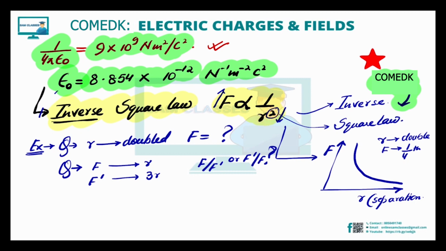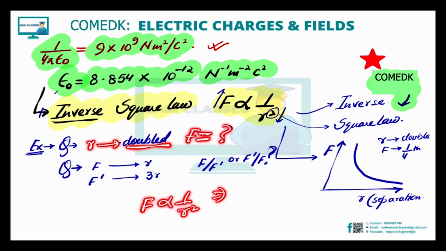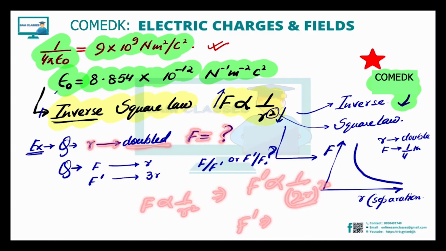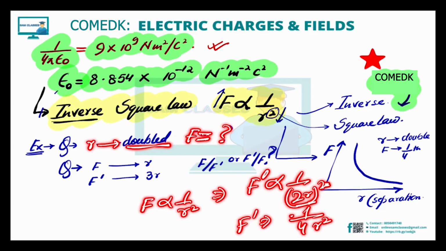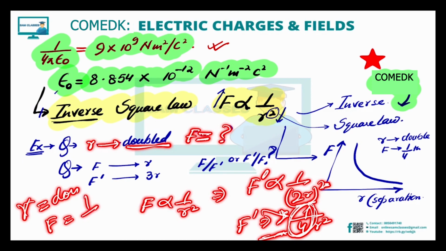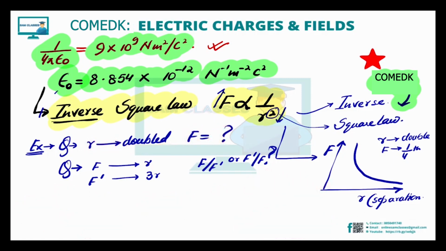Now let's see one simple question. If R becomes doubled, how much will the force decrease? We know F is directly proportional to 1 by R square. So F dash will be 1 by (2R) square, because now the distance became double. So F dash will be 1 by 4 times R square. So the new force decreases by 1/4. If R became double, the force became 1/4, students. Clear?